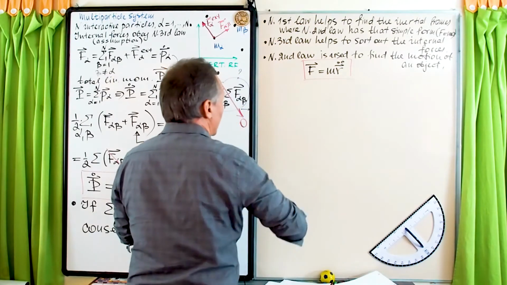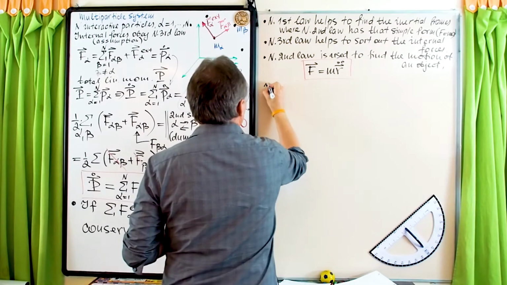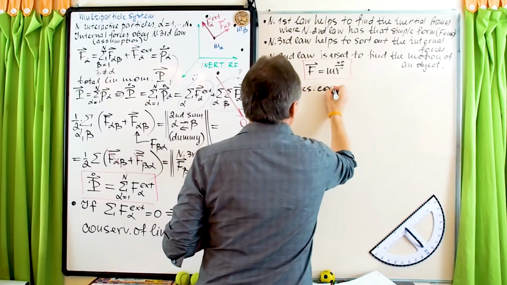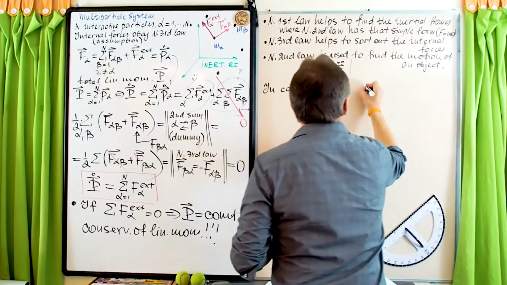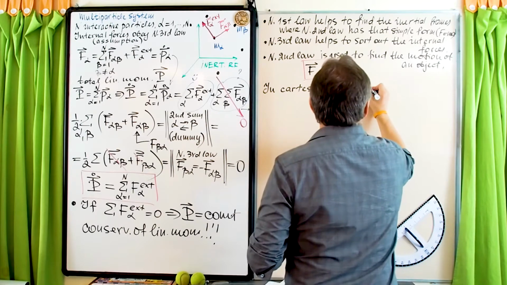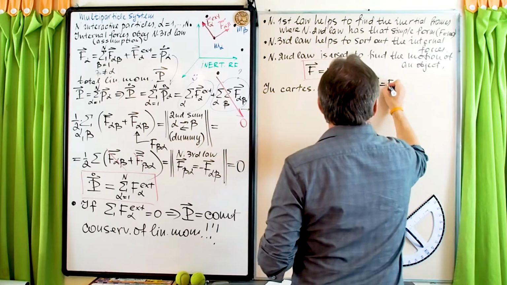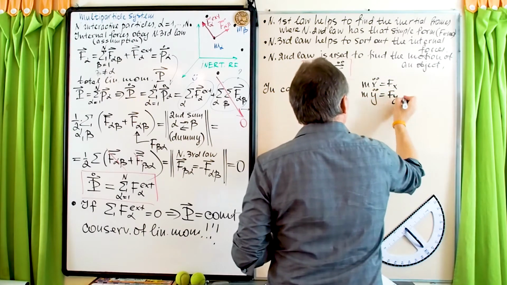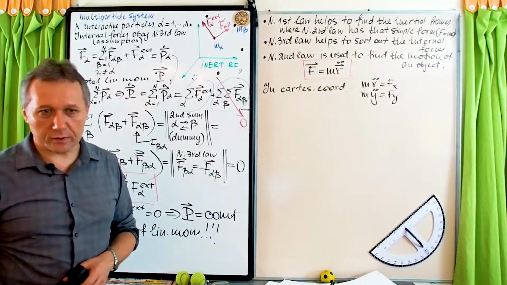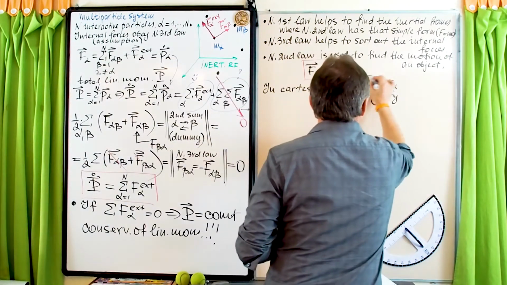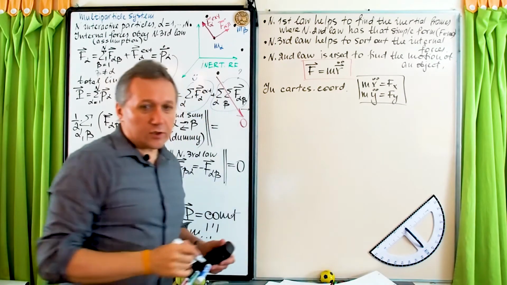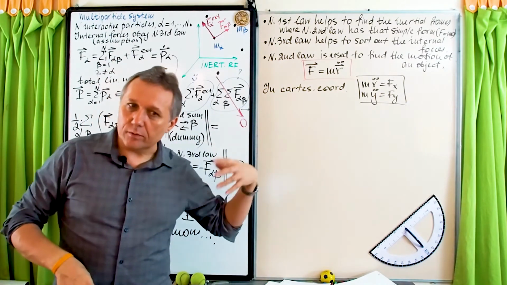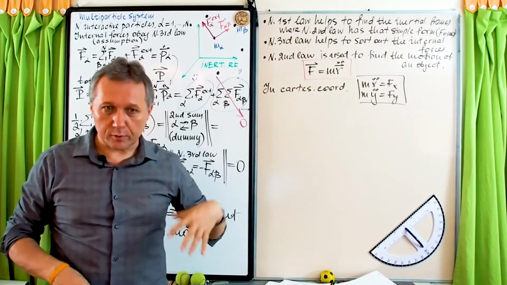And now, of course, Cartesian coordinates. In Cartesian coordinates, of course, it's trivial. We will get that m x double dot equals F_x, m y double dot equals F_y, and of course the same in the z direction. So in Cartesian it's trivial, but again, as I said, in polar we will spend like 10, maybe 15 minutes to write this properly.